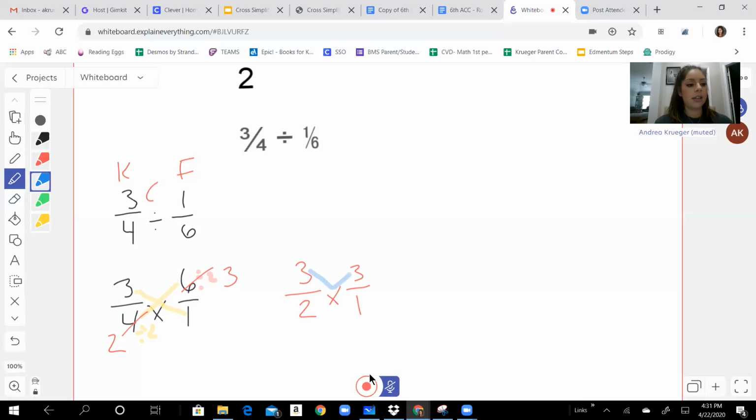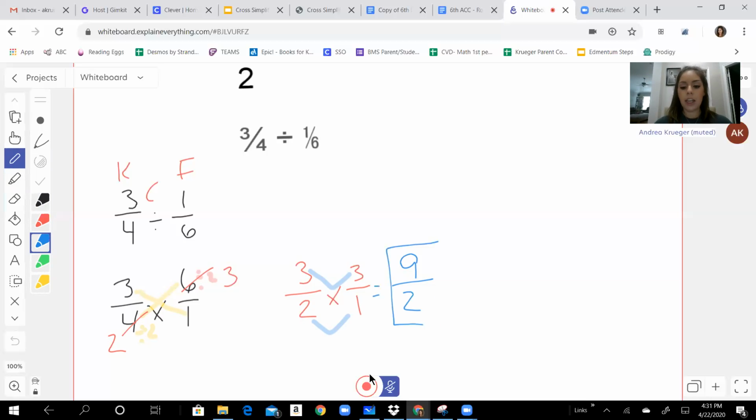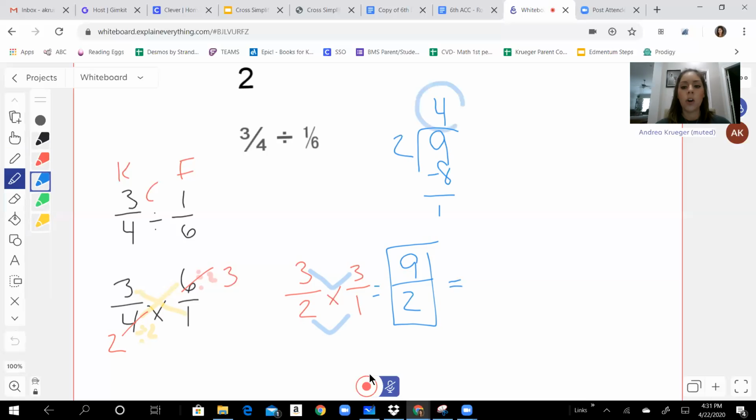Top times top, bottom times bottom. 3 times 3 is 9. And 2 times 1 is 2. So at this point, we have an improper fraction, and we need to convert it into a mixed number with division, top and bottom out. 9 divided by 2. 2 goes into 9 4 times. 8, remainder 1. So here is our whole number 4.